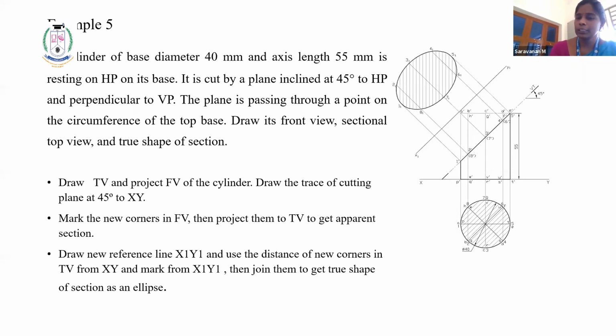Then project it towards XY and draw the height of the prism for the given height 55 mm. Then draw the sectional plane. So here the sectional plane is inclined at 45 degree.